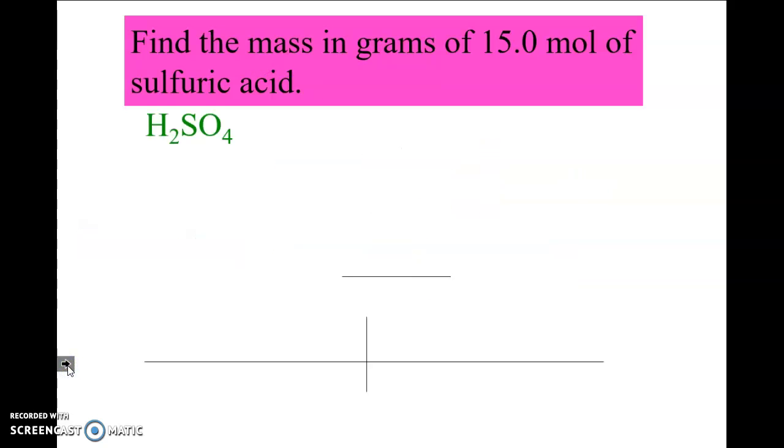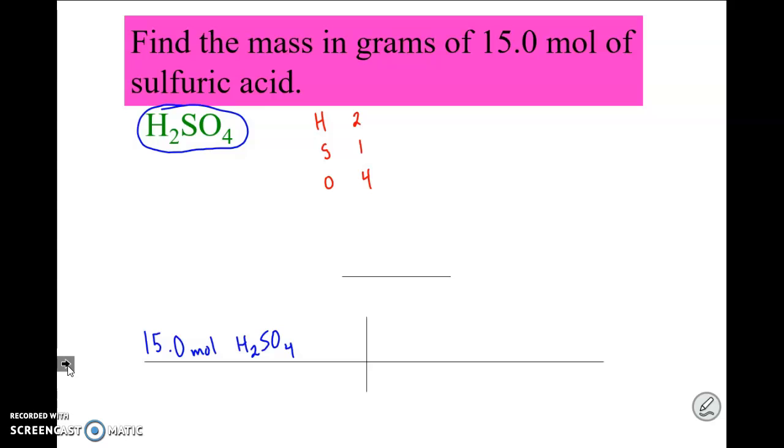Find the mass in grams of 15 moles of sulfuric acid, which is H2SO4. First things first, I actually have to find the molar mass in order to convert. So I'm going to set up my problem, 15.0 moles of H2SO4. I need to find molar mass. Hydrogens, I have sulfurs, and I have oxygens. I have 2 hydrogens, 1 sulfur, 4 oxygens.